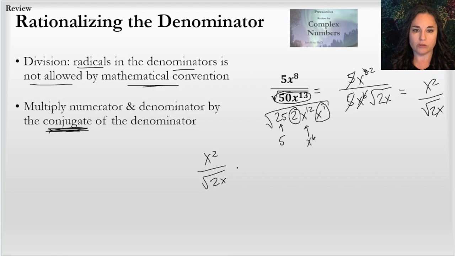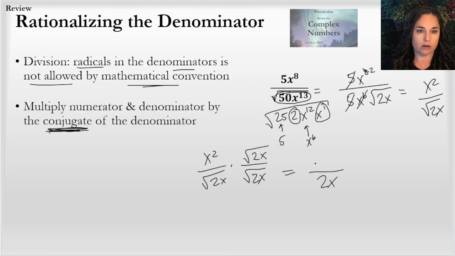Now that it's a simpler denominator to work with, I'm going to multiply the top and bottom by that value. If I multiply by itself, there's no radical anymore. All right, that's the trick. You just use it to get rid of its own radical. If I multiply the bottom by root 2x, I need to multiply the top by root 2x. When I multiply root 2x times root 2x, I get a 2x in the denominator, and I'm left with the x squared root 2x up top.